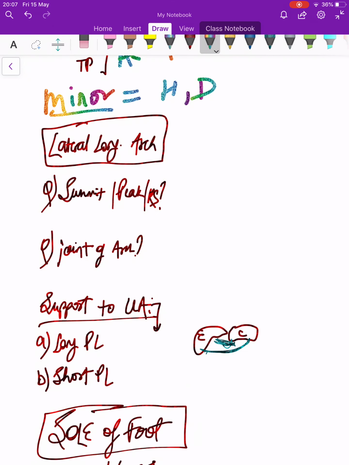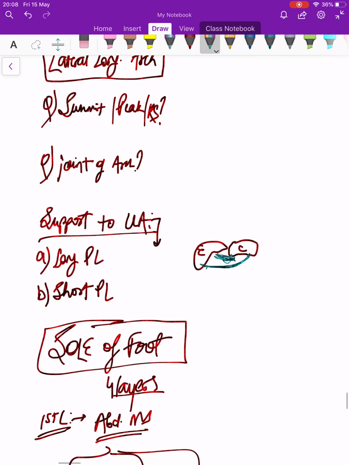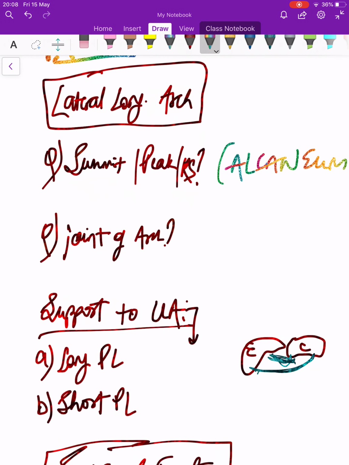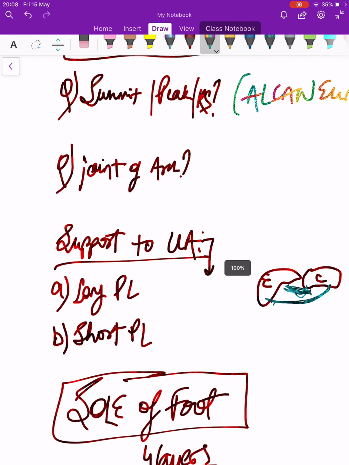Then next is about the lateral longitudinal arch. So lateral longitudinal arch में summit, peak और the keystone, it is the calcaneum. Fine. Then the joint of the arch is calcaneocuboid. Medial में था talocalcaneal navicular TCN. ठीक है, the calcaneocuboid is the saddle type of the joint. CCM, CSI. All right.